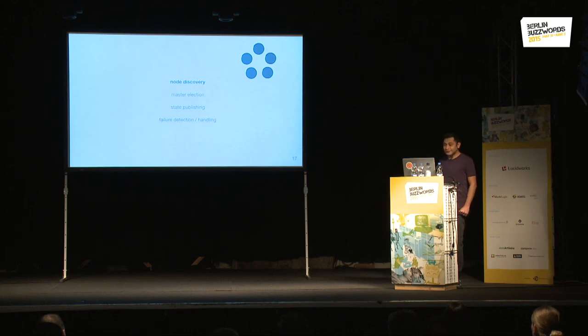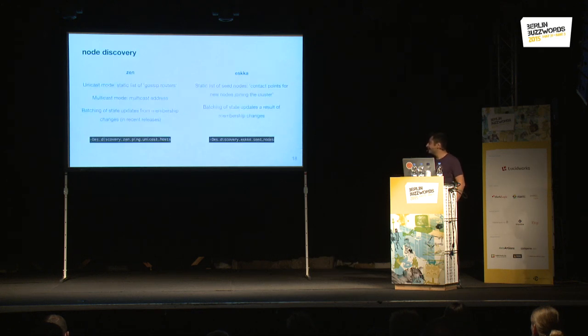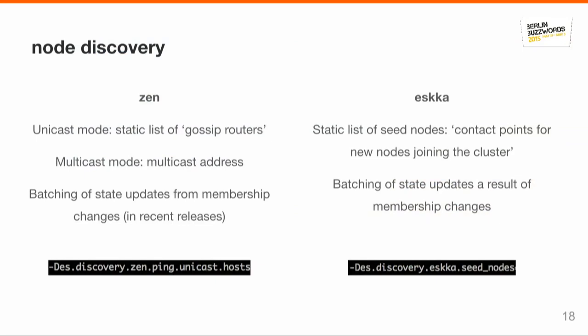So let's talk about node discovery first. Who's going to be part of the cluster? How can nodes join and leave? How do all the nodes know about that? So with Xen, you have a unicast mode and a multicast mode. With unicast mode, you have to provide the static list of, it's called gossip routers, but I don't think Xen is actually using gossip, but that's what it's called. And these nodes are part of the cluster, and when other nodes join, they can talk to them to become a part of the cluster. I didn't know much about multicast mode, but my understanding, anecdotally, is that it doesn't work very well. With eskka, the idea is similar. Akka-cluster calls them seed nodes, which are contact points for new nodes joining the cluster.